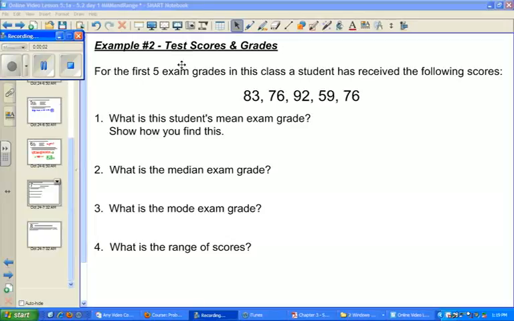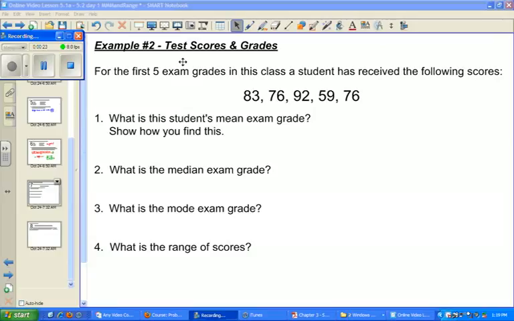Okay, for our last example, let's take a look at test scores and grades, because there are many, many times as a teacher where students come up to me and ask, Mr. Henderson, how well do I need to do on the next test to get an A? Or how well do I need to do on the next test to raise my grade? And this is actually a good example that answers some of those questions some of the time.